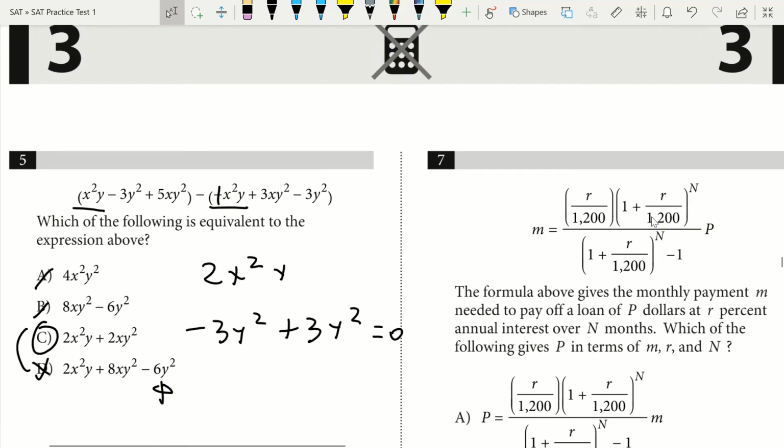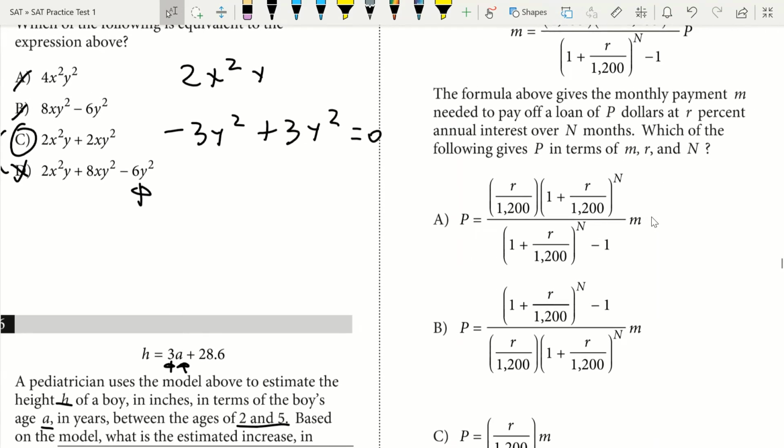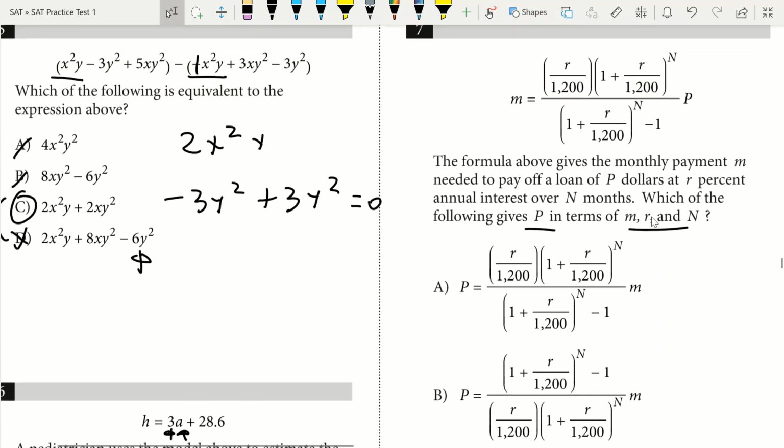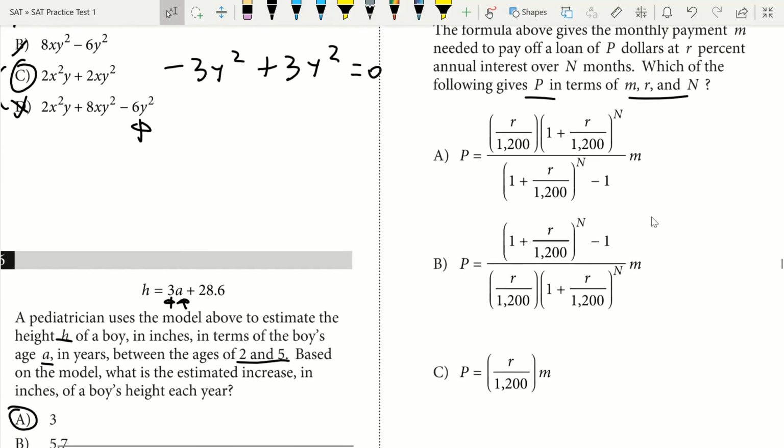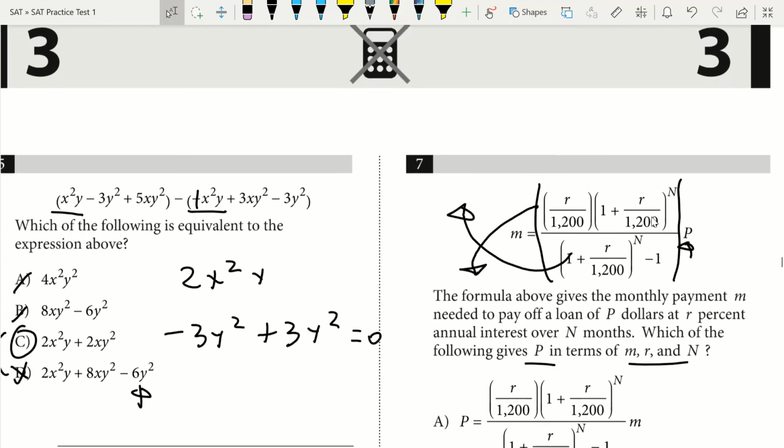All right, question 7. The formula above gives the monthly payment M needed to pay off a loan of P dollars at R% annual interest. Which of the following gives P in terms of M, R, and N? Well, here's the thing. I see that I have P on this side. If I want to get rid of all of this and put it on the other side, I multiply by the reciprocal, which means what's in my denominator on the right side goes in my numerator on the left, and what was in my numerator on my right side goes in my denominator on my left side. So those two switch spots. The answer choice for that is going to be answer choice B.